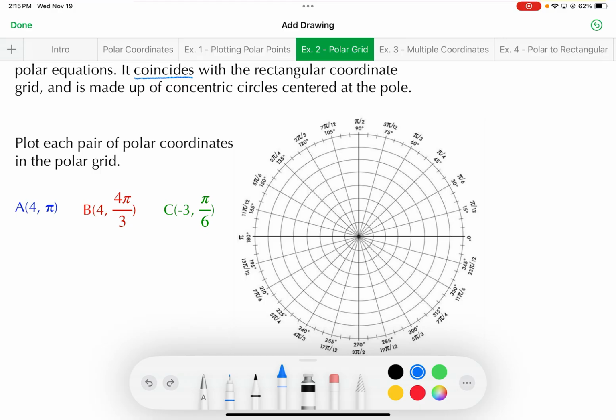All right, so let's say I want to plot 4, pi for point A there. So here's my polar axis. I rotate to pi, and from the pole, I'm going to move to the 4th circle, where r would be 4. That would be the location of point A.